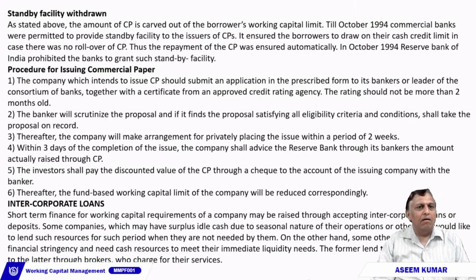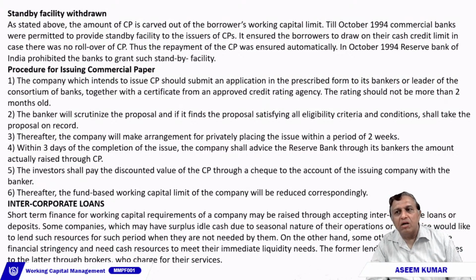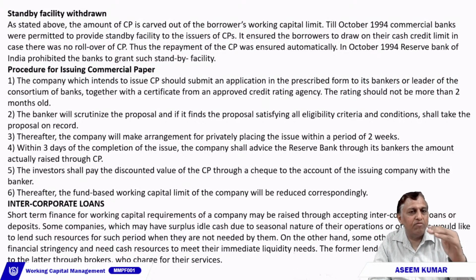As stated earlier, the amount of commercial paper is carved out of the borrower's working capital limits. Till October 1994, commercial banks were permitted to provide standby facility to the issuer of commercial papers. It ensured that borrowers could draw on their cash limit in case there was no rollover of commercial paper. Thus, the repayment of commercial paper was ensured automatically. However, in October 1994, the Reserve Bank of India prohibited the banks from granting such standby facility.